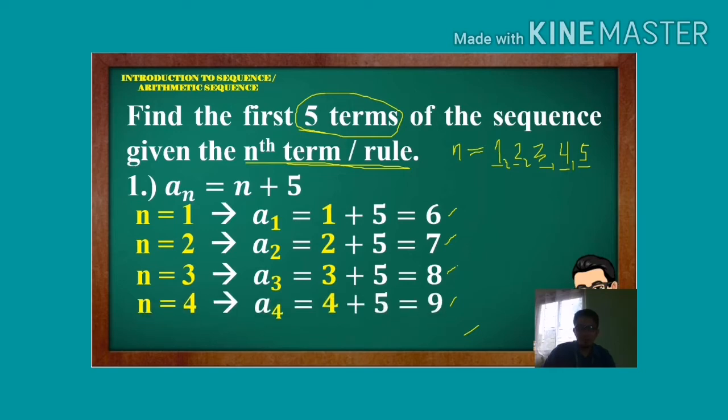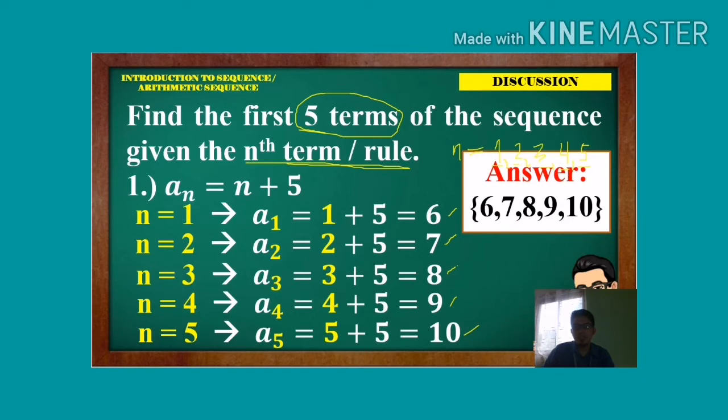Using 4 as the value of n, it will be a sub 4 is equal to 4 plus 5. 4 plus 5 is 9. And lastly, if n is equal to 5, it will be a sub 5 is equal to 5 plus 5, which is 10. So therefore, the first 5 terms of the sequence are 6, 7, 8, 9, and 10.